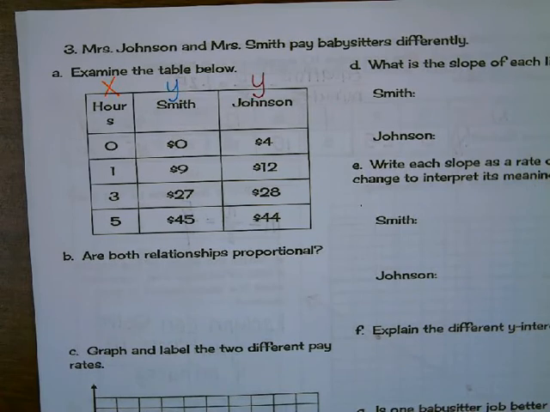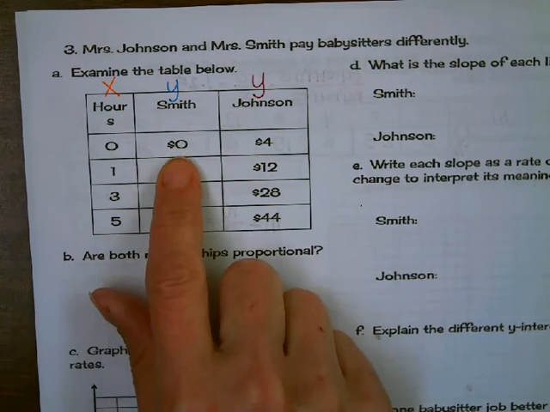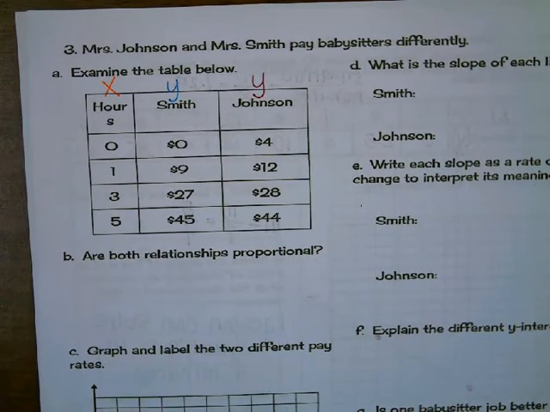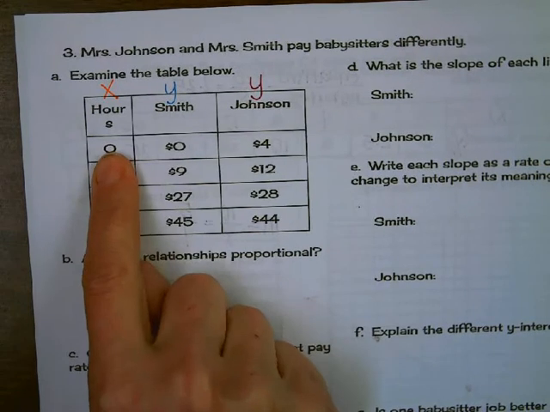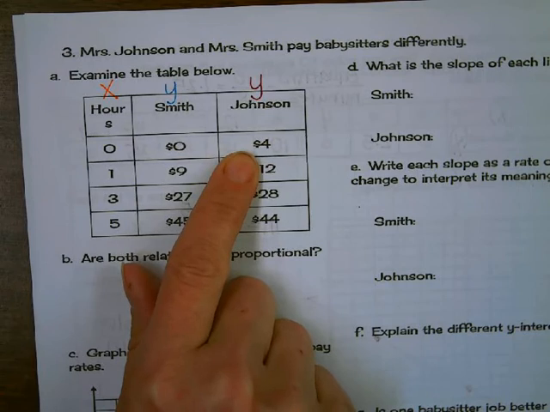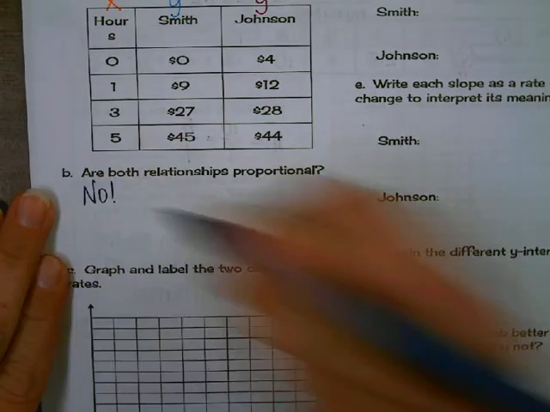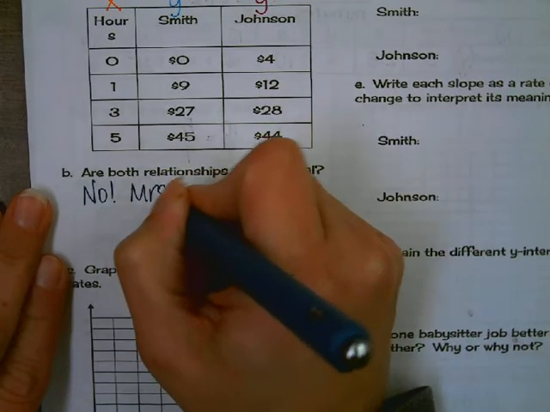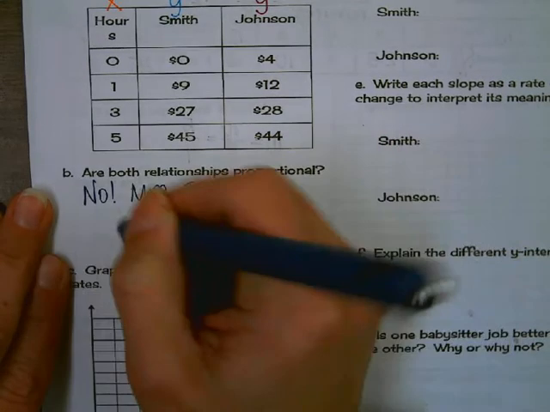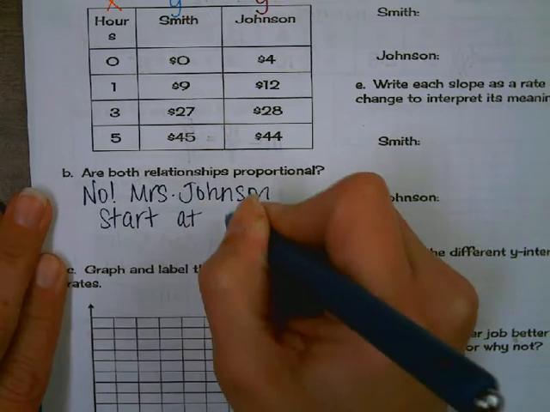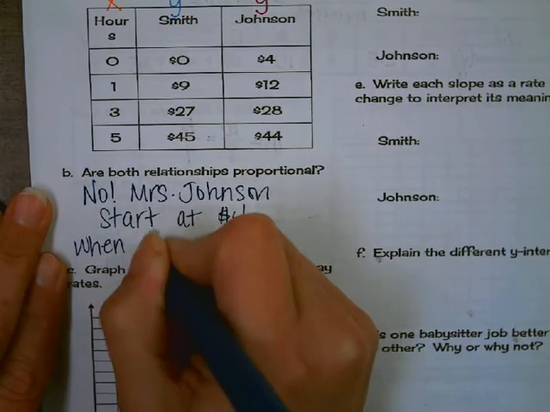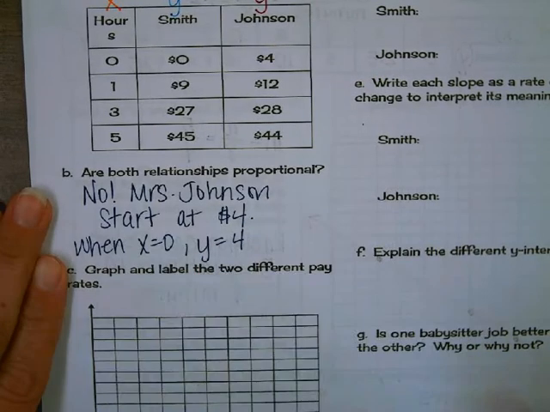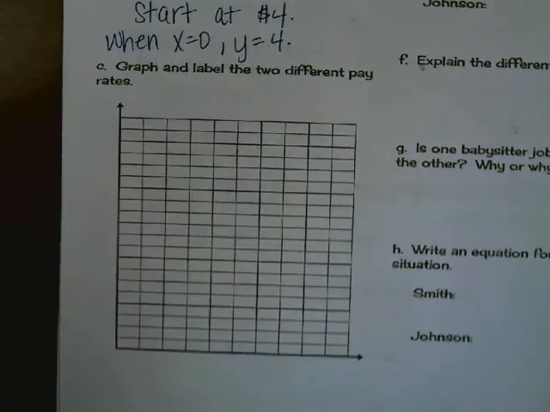So when I'm looking at these 2 different relationships, are both of these relationships proportional? Well, in order to answer that question, I have to remind myself, what does it mean to be proportional? Well, we know that proportional has to go through the origin. It has to start out at 0. So one of these relationships starts out at 0. And we can see that's Mrs. Smith. So my relationship is proportional, but Mrs. Johnson's relationship is not, because we see that when X equals 0, my value is 0, but Miss Johnson's value is 4. So no, both of these relationships are not proportional, because Mrs. Johnson starts at $4. Or in other words, when X equals 0, Y equals 4.